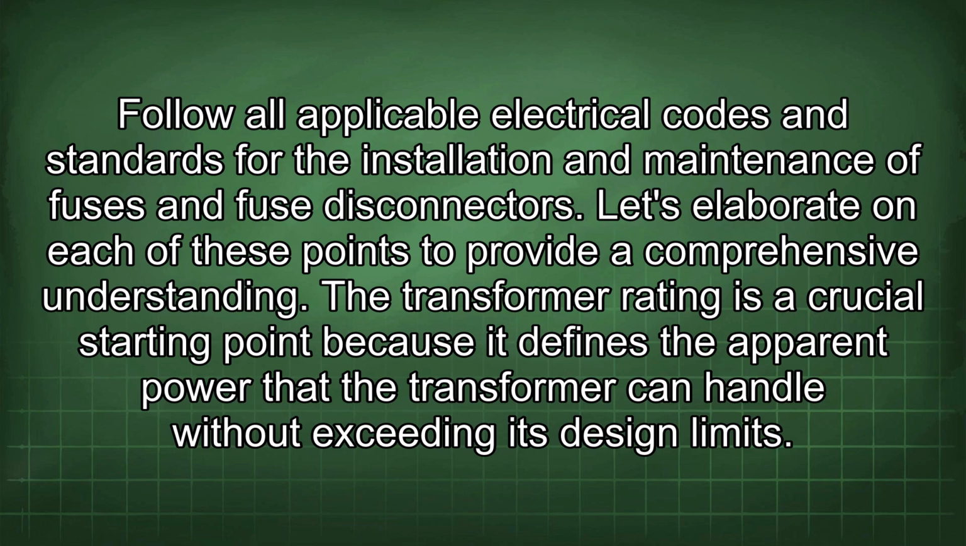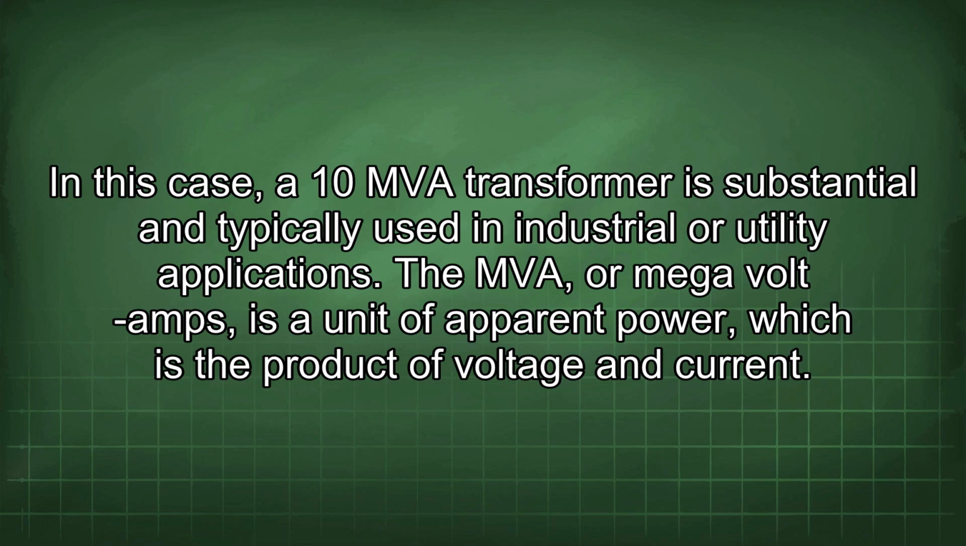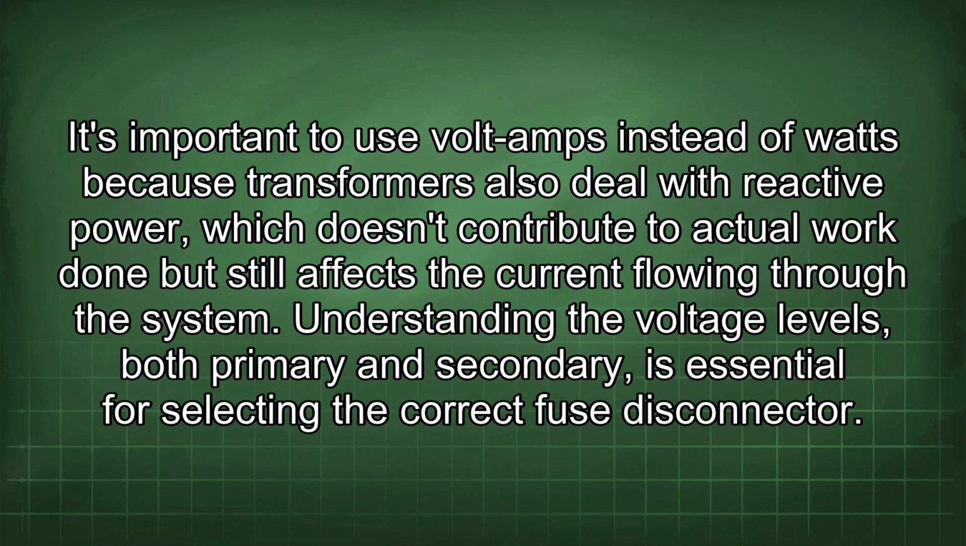The transformer rating is a crucial starting point because it defines the apparent power that the transformer can handle without exceeding its design limits. In this case, a 10 MVA transformer is substantial and typically used in industrial or utility applications. The MVA, or megavolt amps, is a unit of apparent power, which is the product of voltage and current. It's important to use volt amps instead of watts because transformers also deal with reactive power, which doesn't contribute to actual work done but still affects the current flowing through the system.